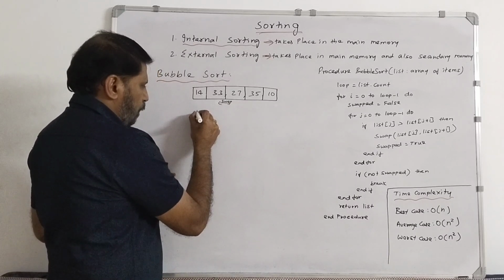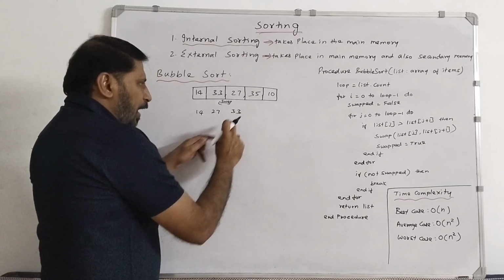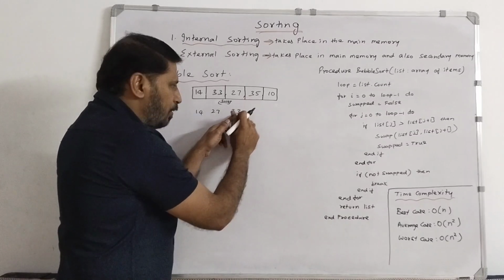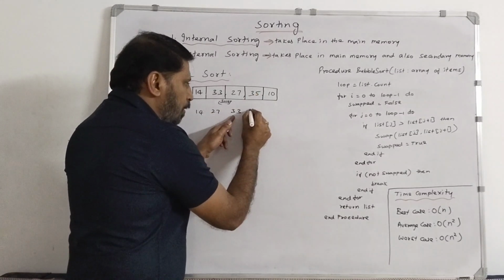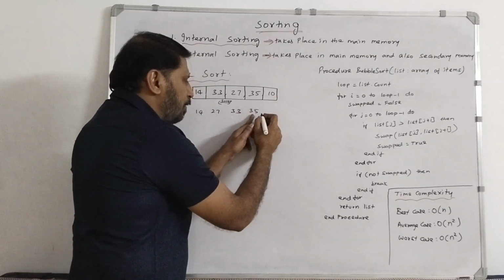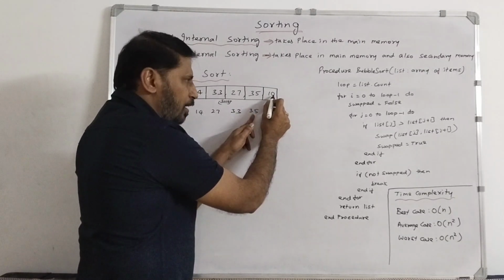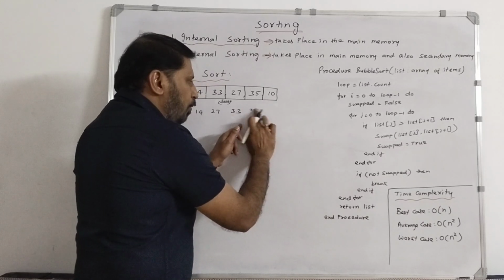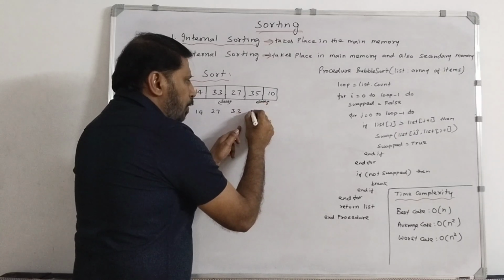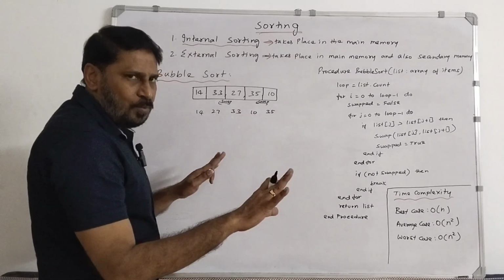So now it is 14, 27, 33. After that, 33 and 35 are compared. 33 is the lesser number, 35 is the greater number, so it stays as it is. Then 35 and 10 are compared. 35 is the greater number, 10 is the lesser number, so we swap. 10 comes here, 35 comes here. So one iteration is over.